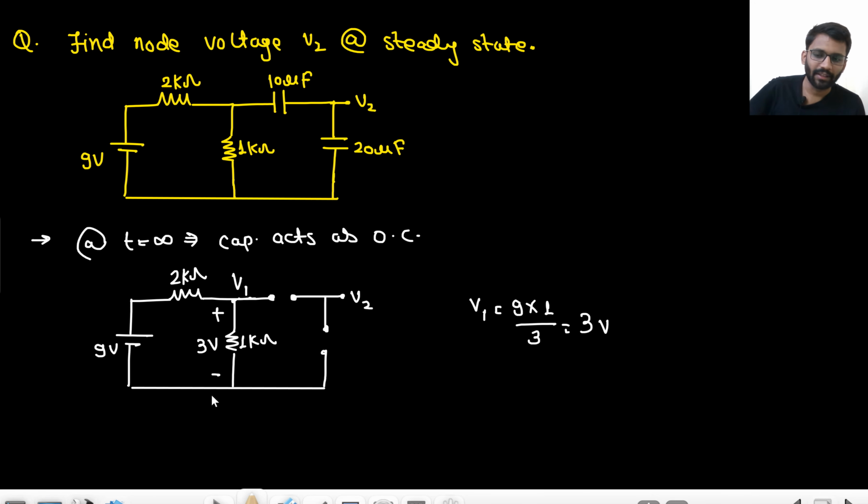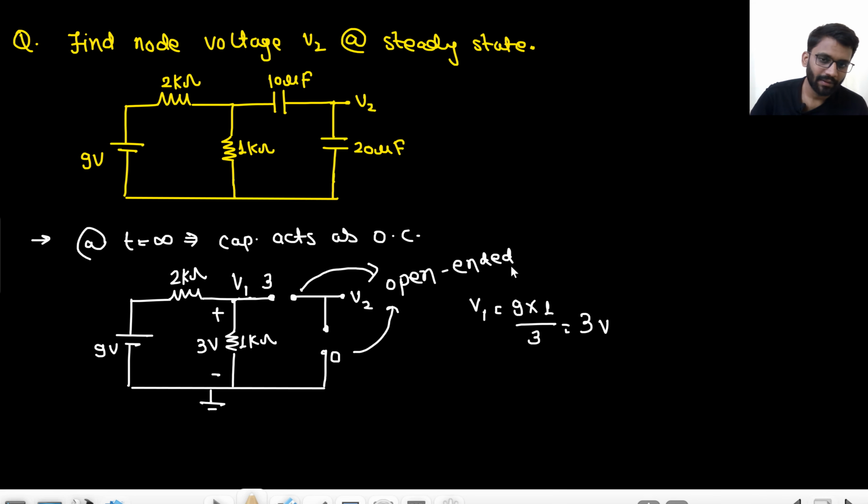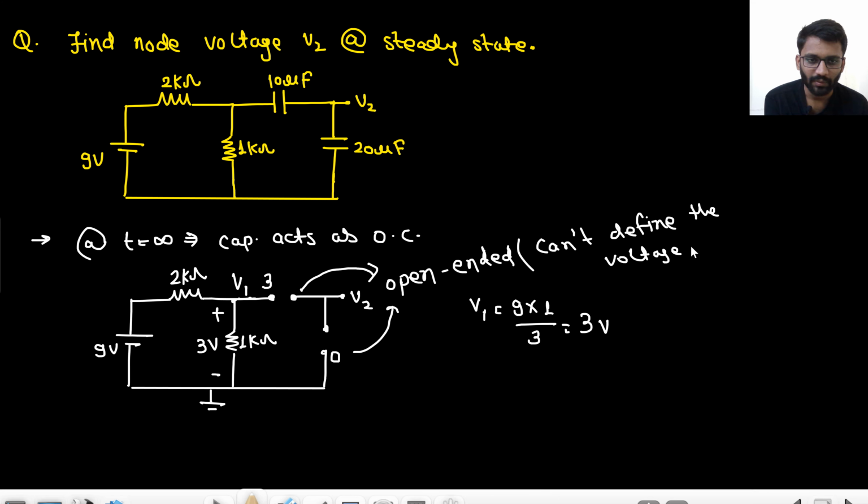Now tell me one thing, if this is ground, this will be 0 volt. If this is ground, this is 0, this is 3 volt. That's fine. Now tell me what will be the potential of this point. Do you know the potential of this point? And do you know the potential of this point? Can you say it is 0? Can you say it is 3 volt? No, you can't say. They are open ended. So you can't define the voltage here. This is an important point.